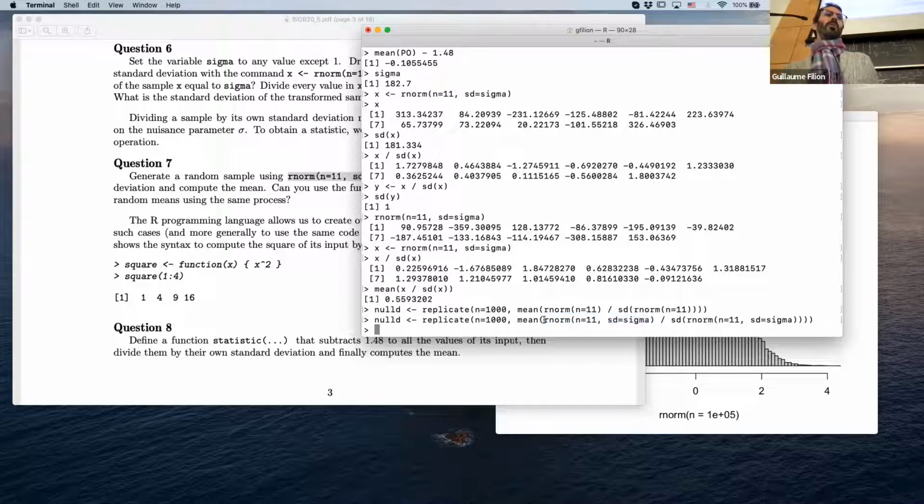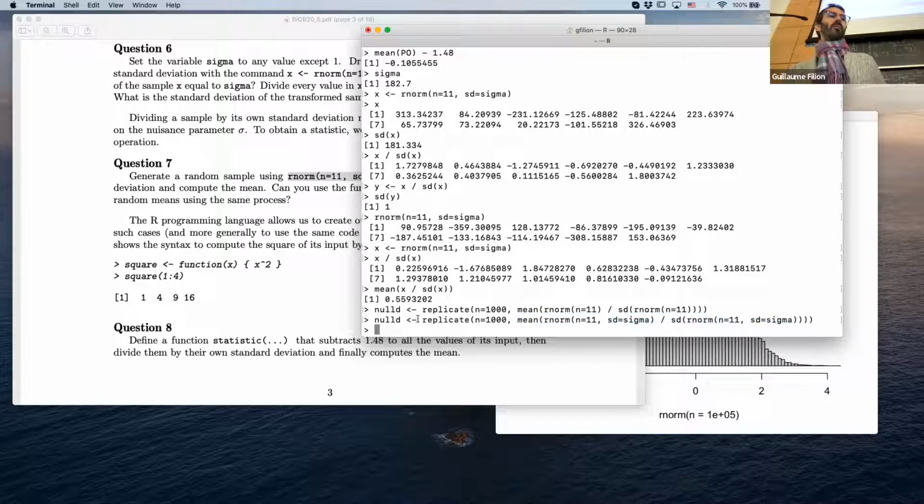Every call to rnorm here is generating a new sample. And that's not the same thing as saying x is that, computing the standard deviation on x and then the mean on that modified sample, or having two different calls for rnorm. These are two different samples that have nothing to do with each other. It's not the same thing. So that's not correct here.